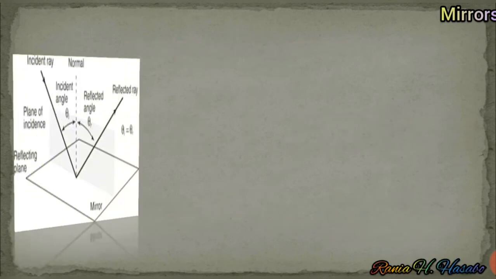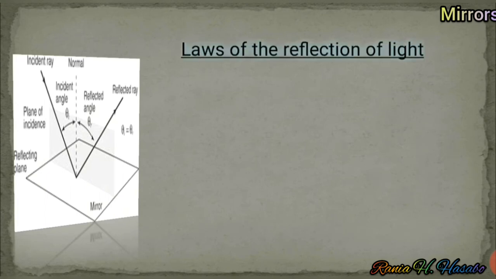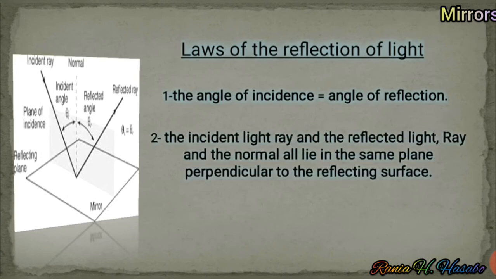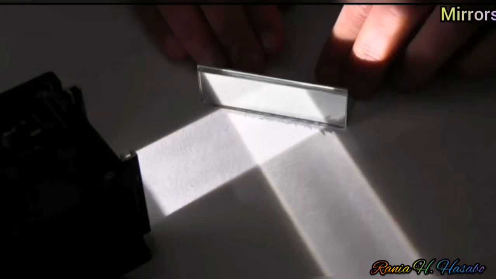Reflection of light is governed by two principal laws. Law of light reflection. Number 1, angle of incidence equals angle of reflection. Number 2, the incident light ray, the reflected light ray, and the normal are all in the same plane, perpendicular to the reflecting surface.